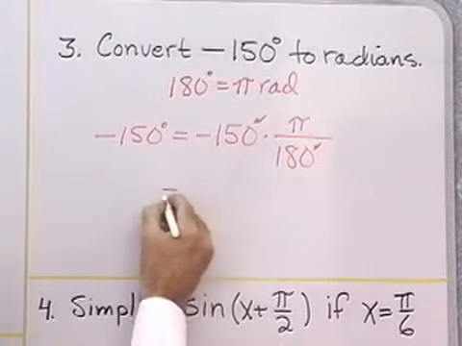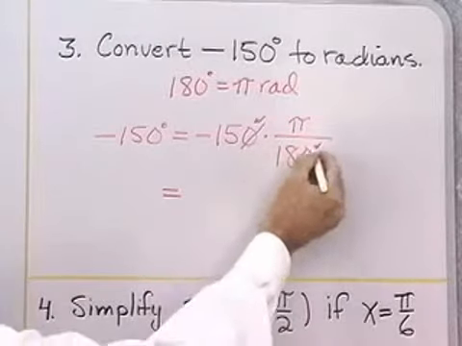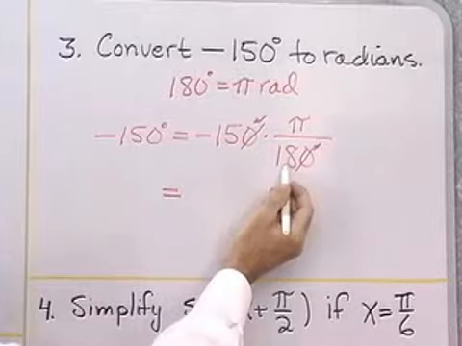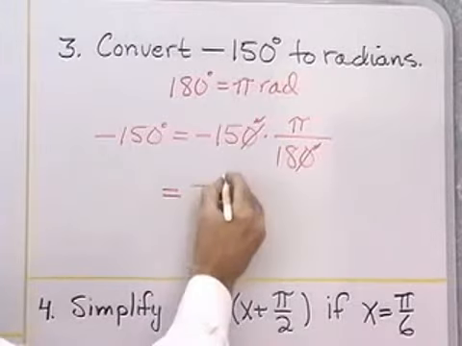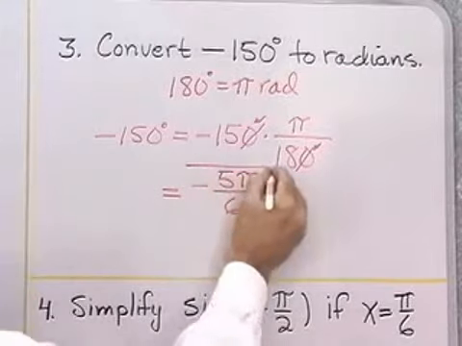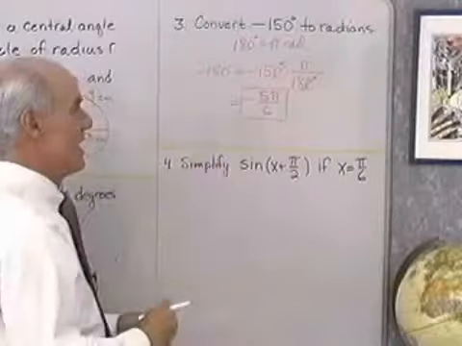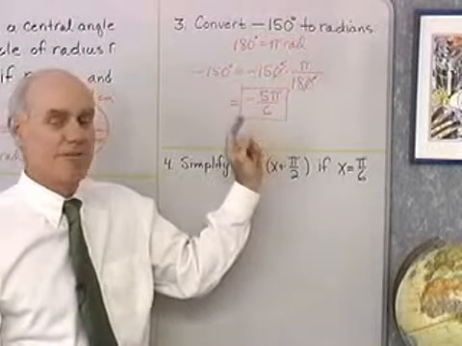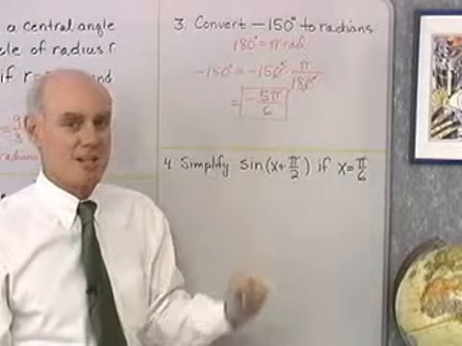So let's see what we get here. I'll divide 10 into both of those. I'll divide 3 into this, it goes 5 times. 3 into this, it goes 6 times. Negative 5 pi over 6 radians is the same as negative 150 degrees. So negative 150 degrees and negative 5 pi over 6 radians, exactly the same thing.